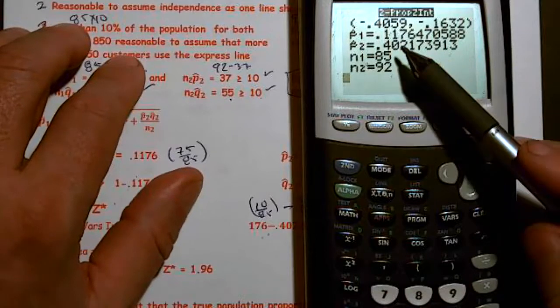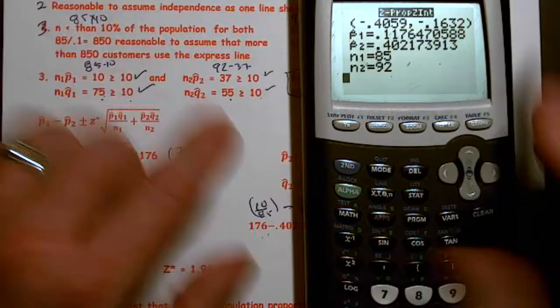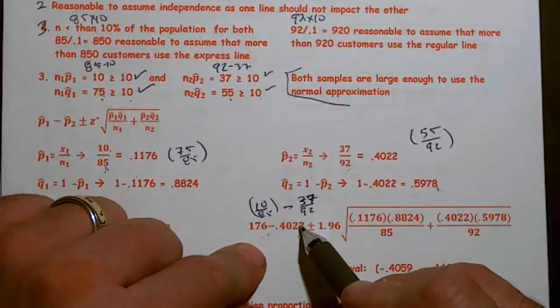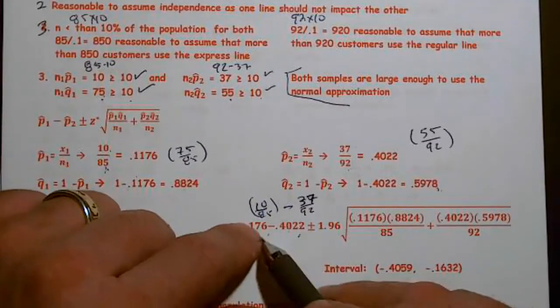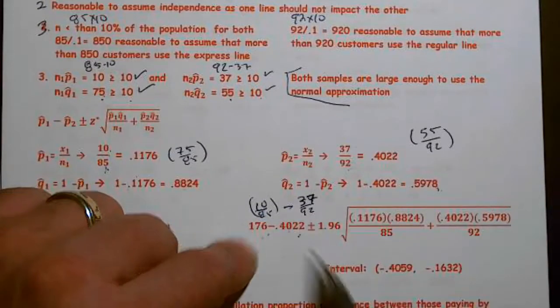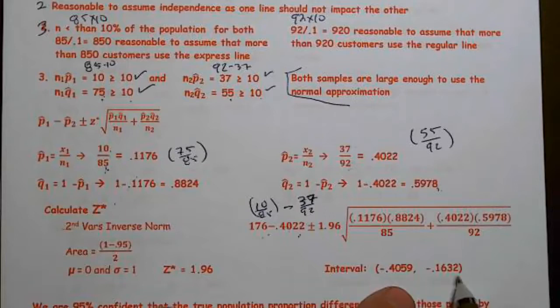And I end up getting a negative value. Why? Because more people use checks in the regular line than used in the express line. And both of the values we get are negative. So 0 is not in there. So that means the difference is significant.